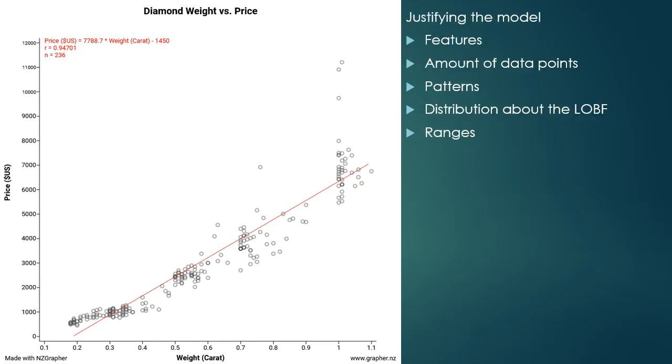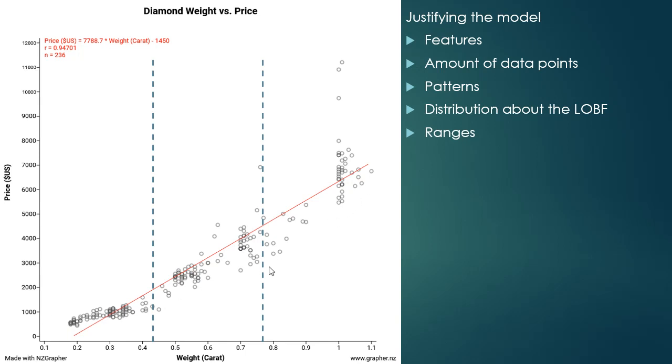So again, we're going to look at the features. We're going to look at the amount of data points, the patterns or lack thereof, the distribution of the points above and below the line of best fit, and we can break that into ranges. So for the features, we can see that the linear line of best fit probably isn't appropriate, and the data points aren't following a linear pattern. That's more of a curved pattern.